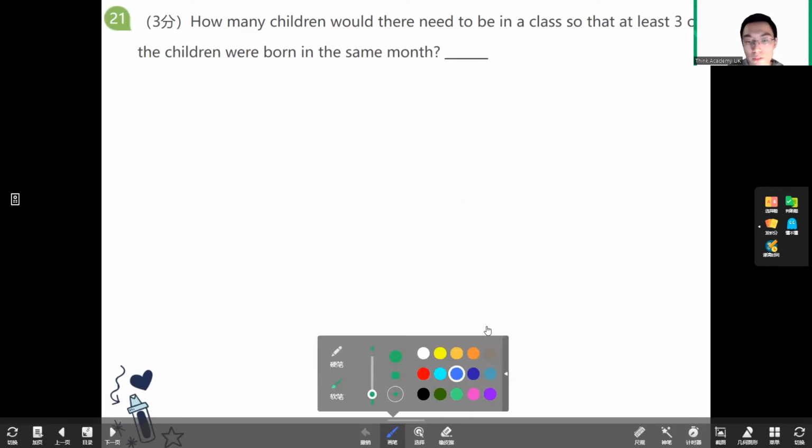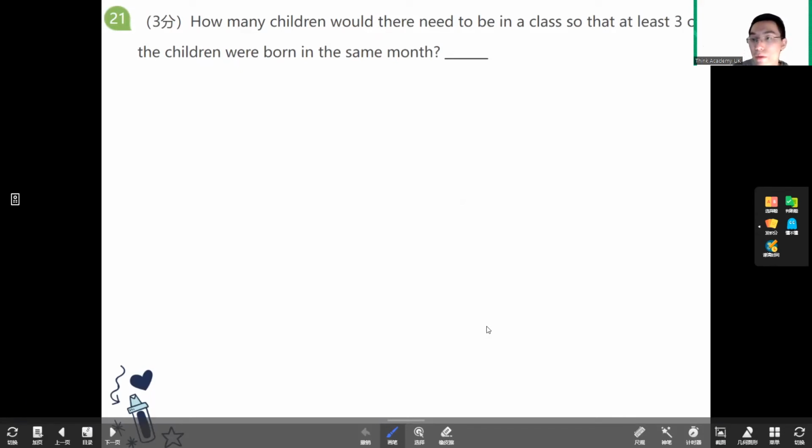Okay, so first of all, the question we need to figure out is how many months are there in a year, and that will be 12. So let's consider the worst case scenario, the worst condition. For example, if we have 12 students and all of them are born in different months, we don't have the at least 3. None of them are born in the same month. So January, February, March, and all the way to December.